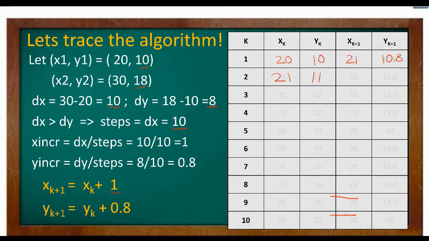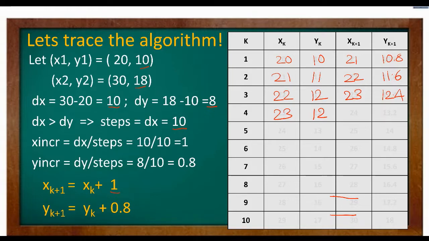In the next iteration, xk+1 is 22 and yk+1 is equal to yk plus 0.8, that is 11.6. When you round it off, it becomes 12. The next x is 23, and 11.6 plus 0.8 becomes 12.4. When you round off, 12.4 becomes 12. So we got the same number, and we get 23, 12.